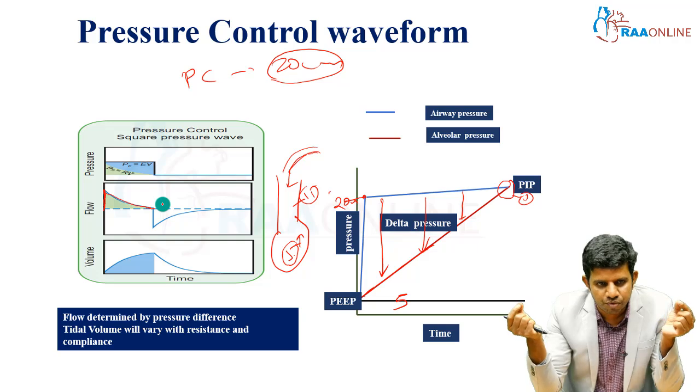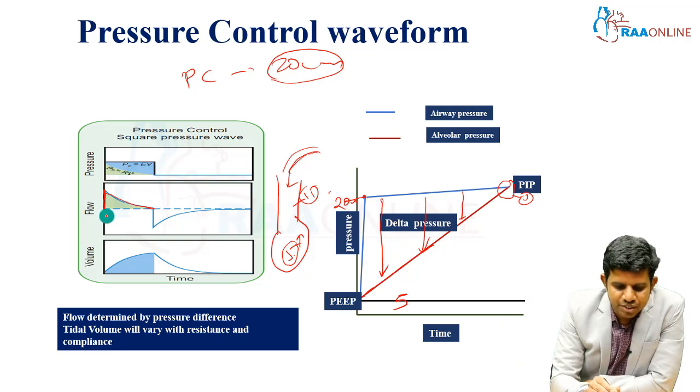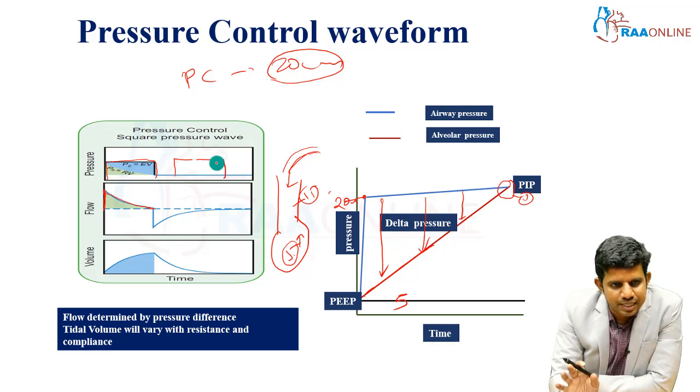There will be no flow. So, as usual, it is the same. At the first pressure, this is our pressure control, right? It is a square pressure because it is pressure control. The pressure is constant throughout the inspiration.